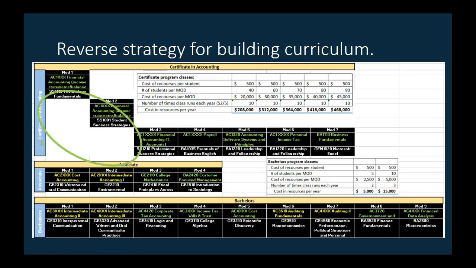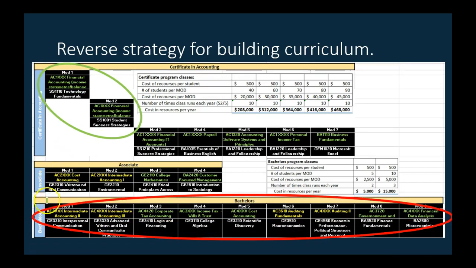But the current strategy, it seems to me, is that we are working on building curriculum for the associate and bachelor's programs here, and we're relying heavily on outside resources for the certificate program classes up here. I would think that if we could do these really well, we could reverse the strategy, and it would give us a lot more bang for the buck. It would be a lot more value in our time if we were able to do these really well.